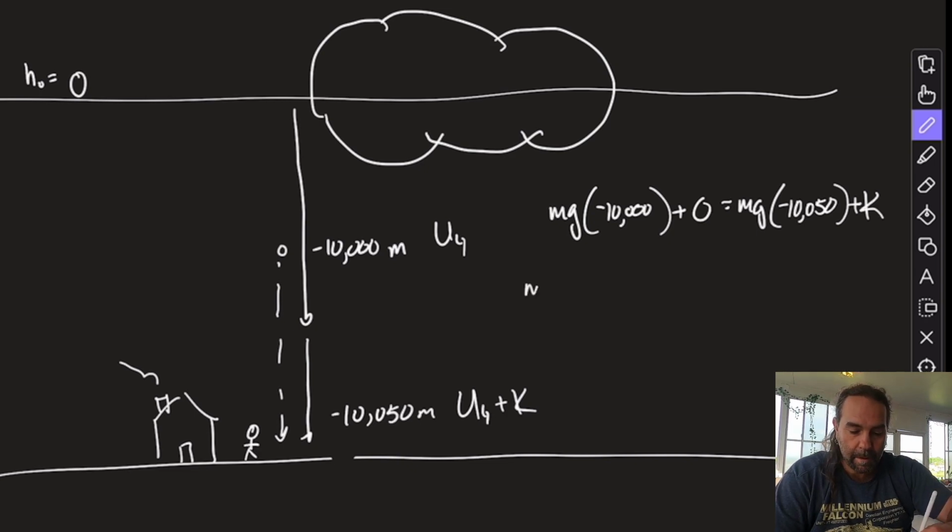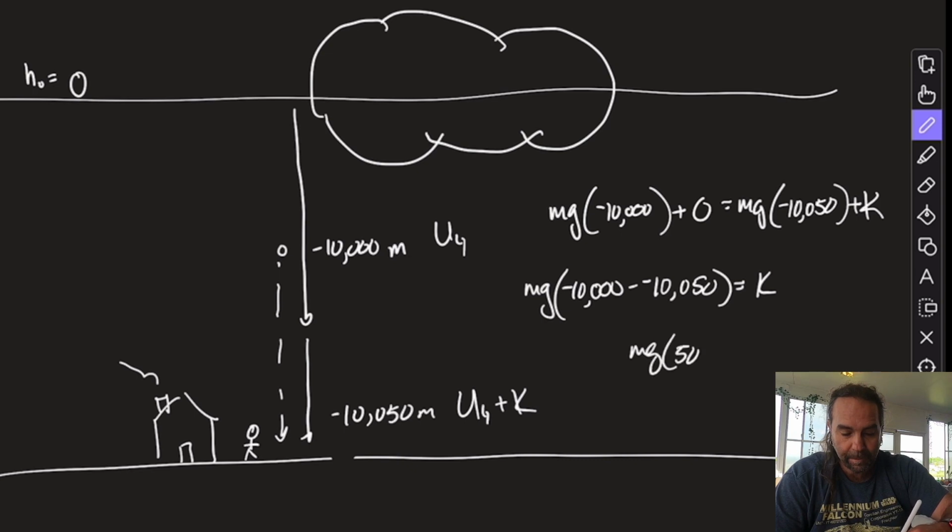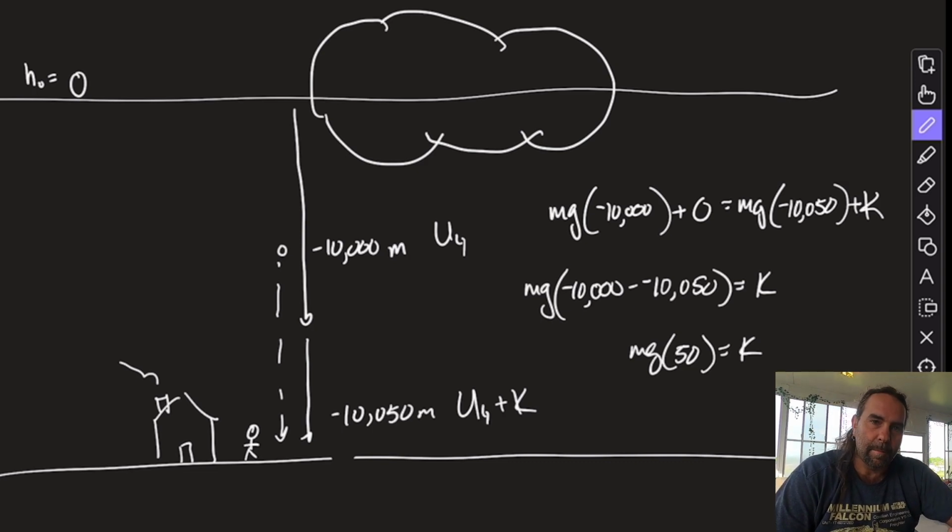So mg times 10,000 minus negative 10,050 equals k. Still ends up being mg times 50 equals k. But making everything negative doesn't change the problem. It just changes where the reference is. And that wasn't great, I was trying to do something really fast on the fly.